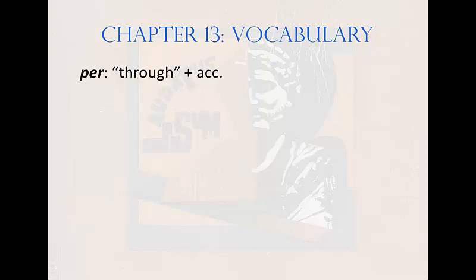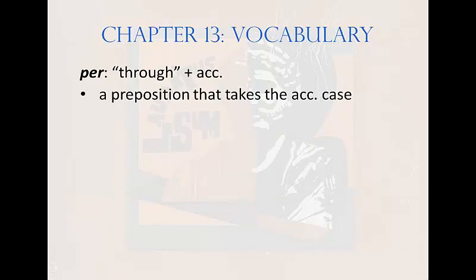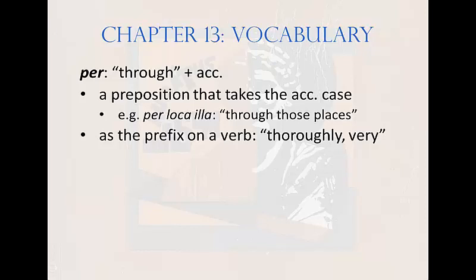The next word is per. It means through. It's a preposition that takes the accusative case. For example, per loca illa, through those places. It can also, and often does, serve as the prefix on the front of a verb, in which case it modifies the meaning of the verb slightly, adding a sense of thoroughly or very, as in perterreo, meaning thoroughly frightened.